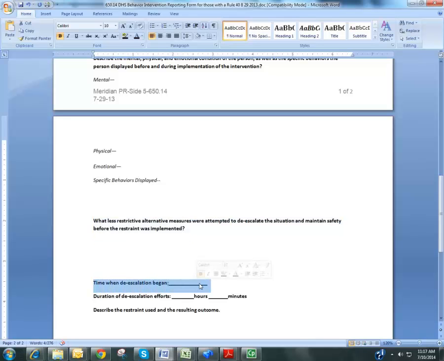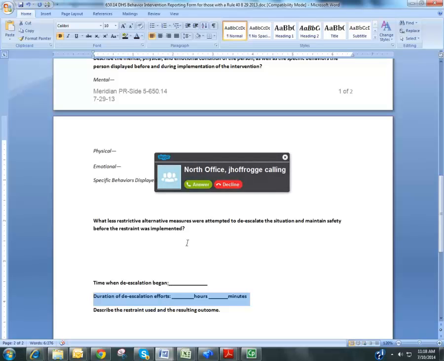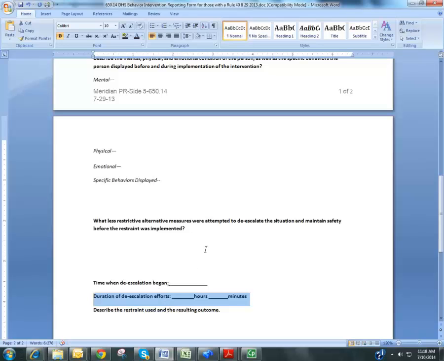Right here is where you will indicate the time when the de-escalation began. So really that means the time that you noticed that the person was agitated, they were showing some warning signs, and so you started to make some attempts to de-escalate that person. And below that you will indicate the total amount of time between that moment that you realized the person needed to be de-escalated and you started those de-escalation attempts until when the person finally got restrained, essentially.